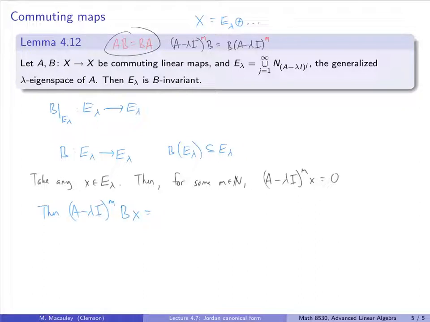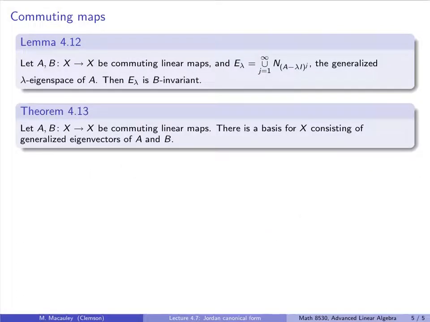So I can take this and swap the B and the (A minus lambda I). So I can write this as B times (A minus lambda I) to the m times x. And of course, that is equal to 0. So this whole thing is equal to 0, and that's all we had to show. So what good is this?